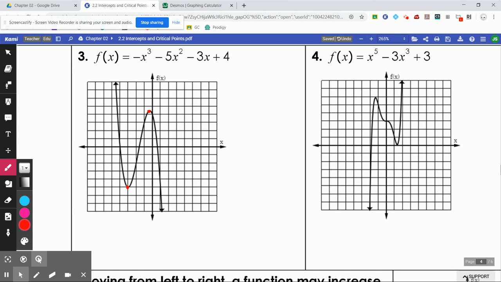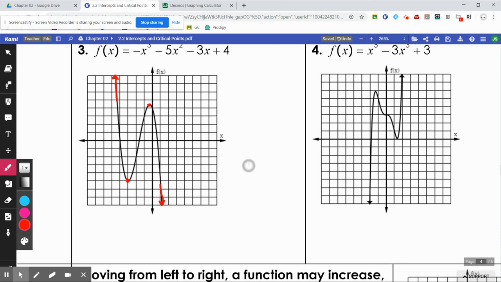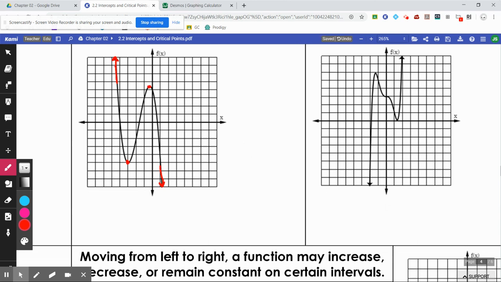Okay, on number 3, you're given this equation, negative x to the third and so on, and I see that I have a change of direction here and a change of direction here. That would be some maximums or minimums. Now, to find out if it's absolute or relative, ask yourself, is this the highest point on the graph? Is this the lowest point on the graph? And absolutely not. Because look, this graph goes up forever and it goes down forever.